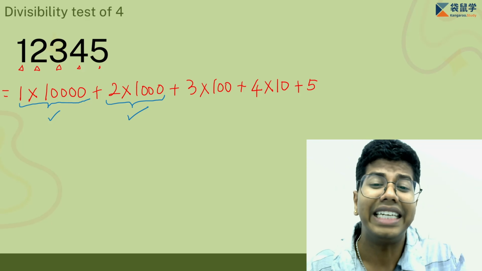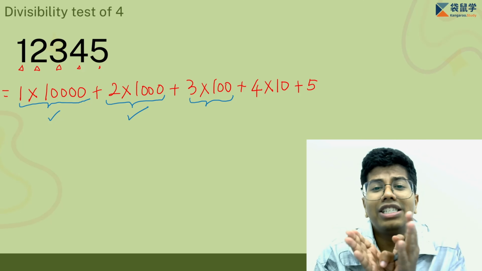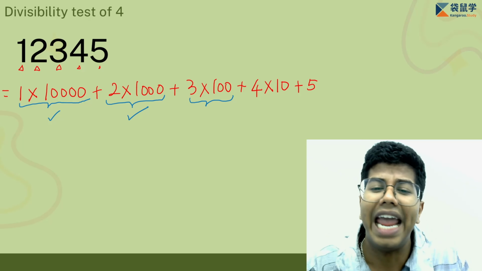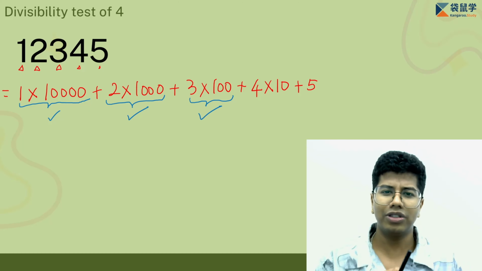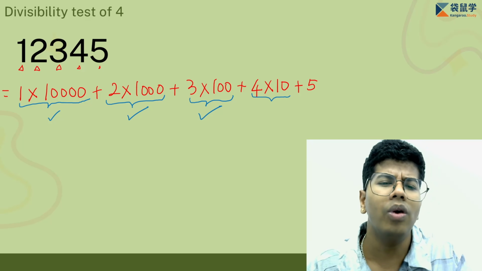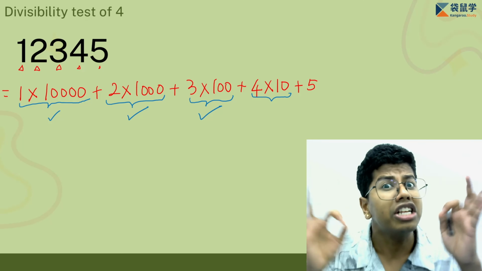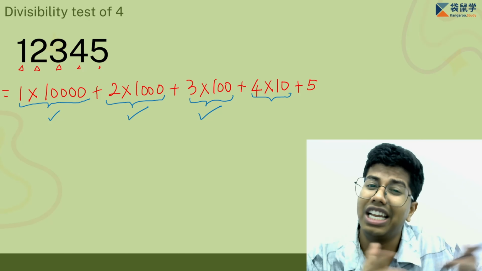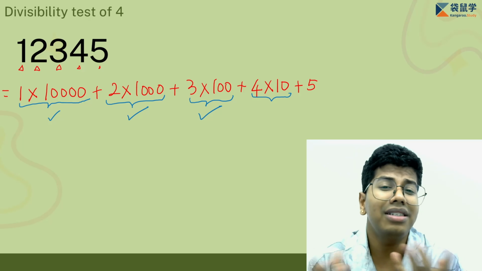Now the same thing, 3 times 100. 100 is divisible by 4, which is 4 times 25. Similarly, instead of 3, if I put any other digit, it will also be divisible by 4. So here it's correct. Now let's check the digit that is present here. 4 times 10. Now 4 times 10 is nothing but 40, which is divisible by 4. But apart from 4, if there is any other digit, like say 5, is 50 divisible by 4? Let's say 6, is 60 divisible by 4?